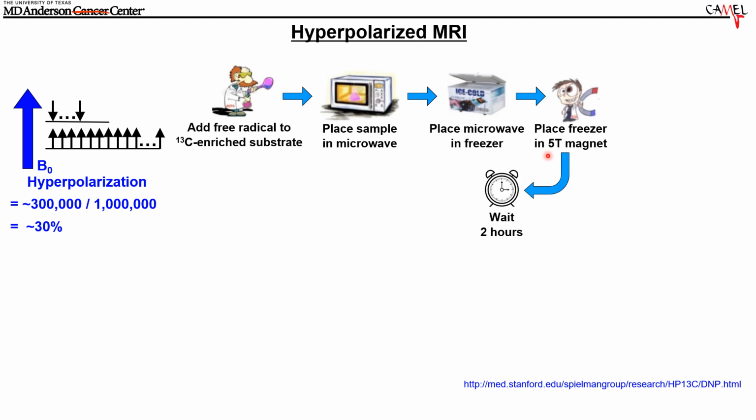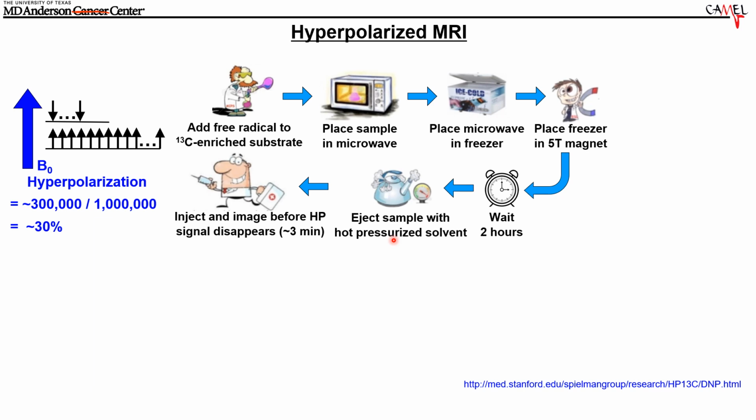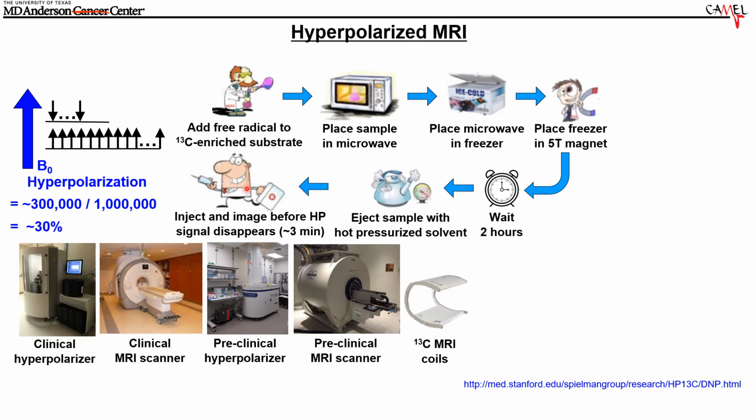Sometimes this can take as short as 45 minutes, but the longer you wait, the more of this reaction will occur. And then we have to inject the sample with hot pressurized solvent, get it back up to room temperature or even 37 degrees body temperature, perhaps even check the pH extremely quickly. And then we only got 2 to 3 minutes before the magnetization returns to equilibrium and goes back to the initial diagram that I showed. So you got to rush over to the patient, inject, and get all your signal right away.